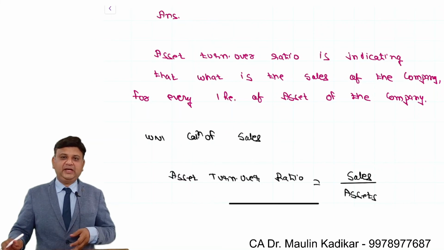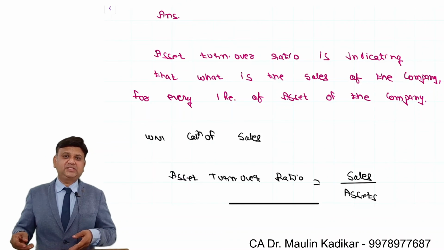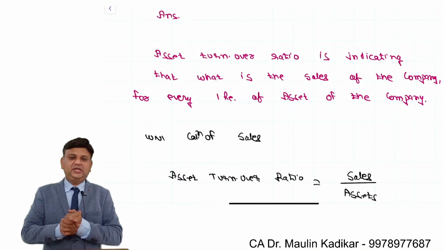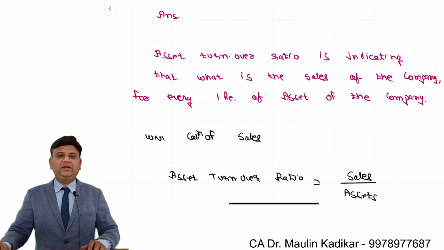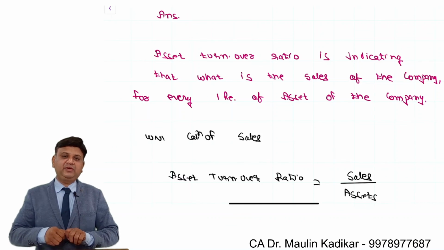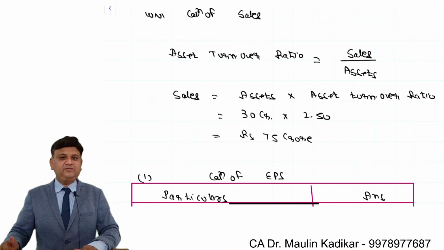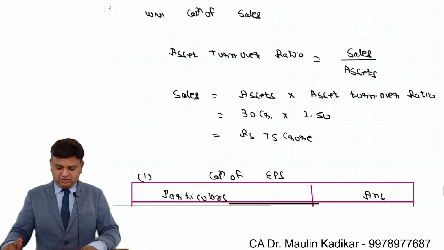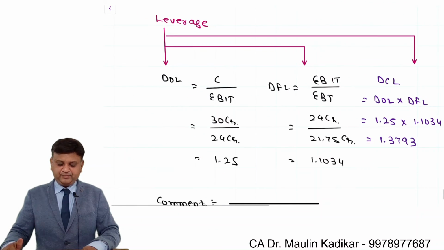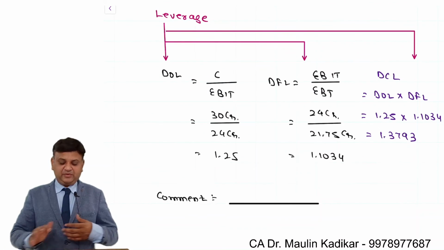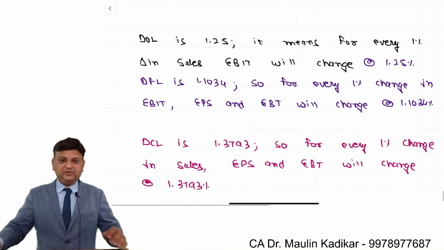So, summary of the entire answer. In this question we have come across a new term, that is asset turnover ratio. Asset turnover ratio indicates what the sales of the company will be for every 1 rupee of the asset. We computed the value of the sales using asset turnover ratio. Then EPS is calculated, then leverages as per the requirement of the question. And finally, we have passed the comment with respect to the different leverages.